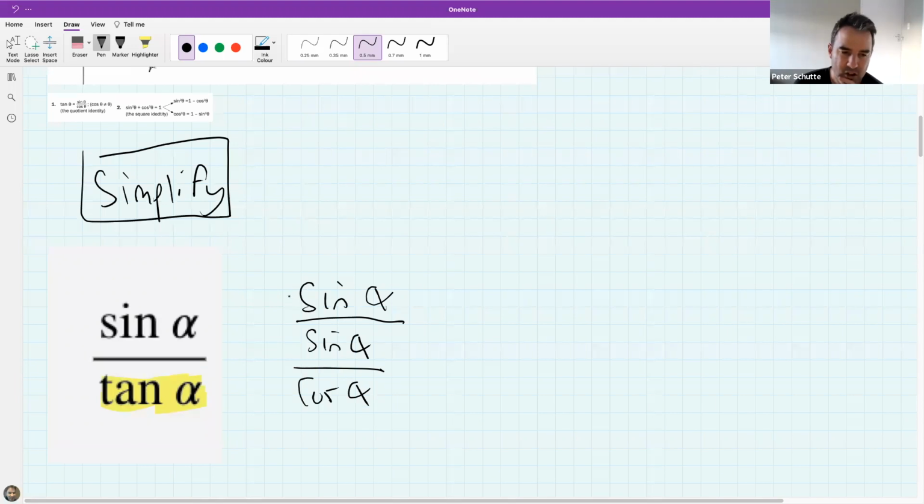So I've made the substitution. Who would like to tell me what the next step is going to be? So I've rewritten tan as sine alpha over cos alpha. How do I get from there to my final answer? Who would like to share?